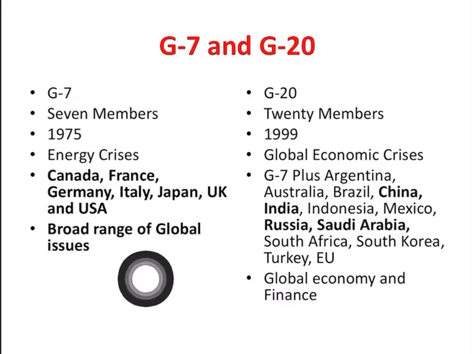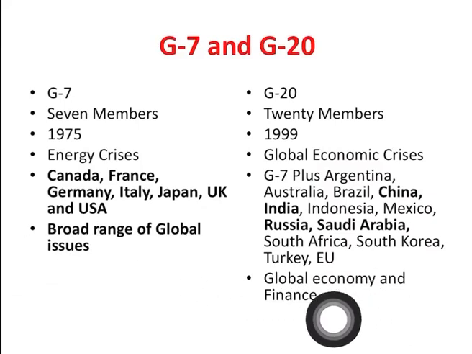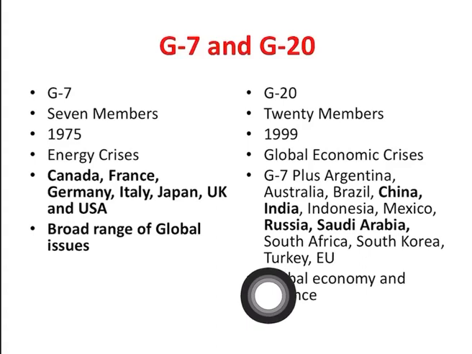Now, as far as objective is concerned, in G7, there can be a range of topics. There can be very broad topics like terrorism, then environment discussion, and then human trafficking, transnational crimes, etc. But as far as G20 is concerned, G20 is basically interested in economics and finance.